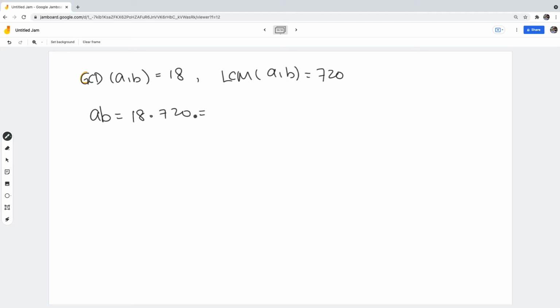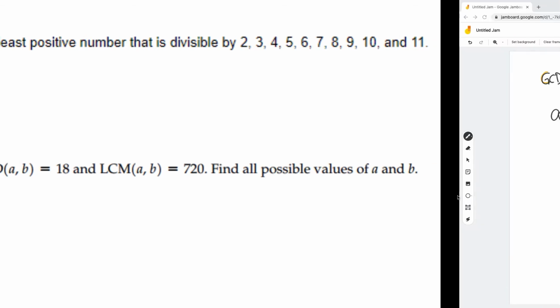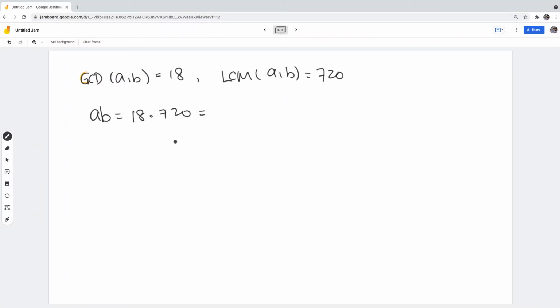If we do 18 times 720, we can find whatever that is. But that's not what our question is asking us to do. It's asking to find all possible values of A and B. So you need to think about what could be A and what could be B, right? That's the question. So again, pause the video and think really hard about this, because it's not an easy problem.